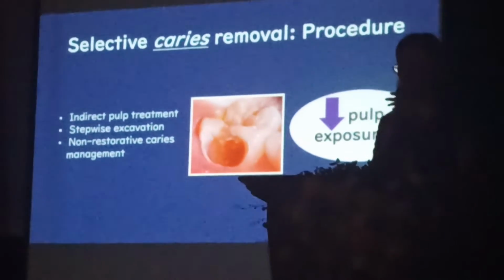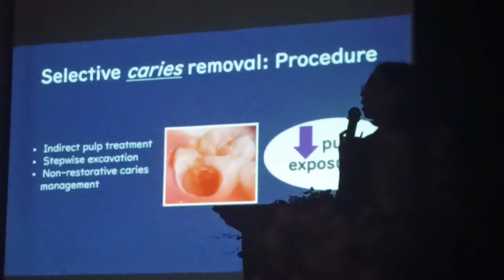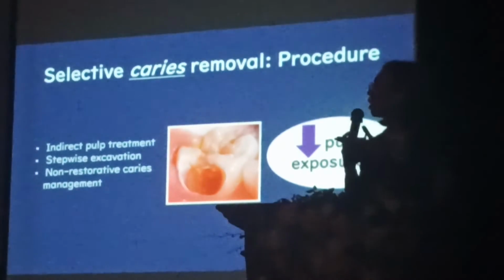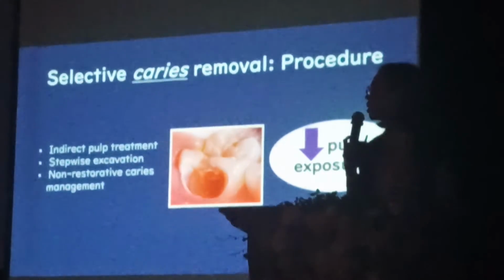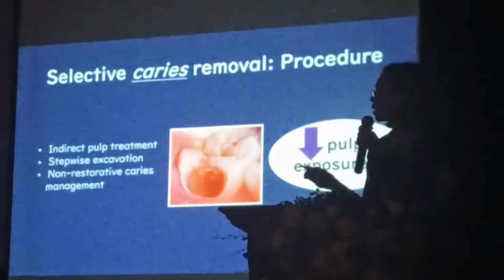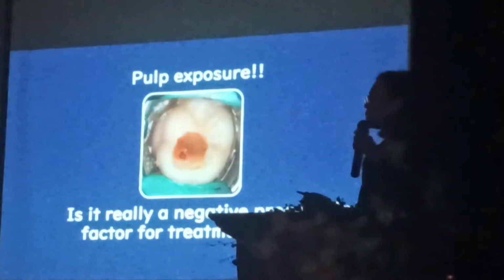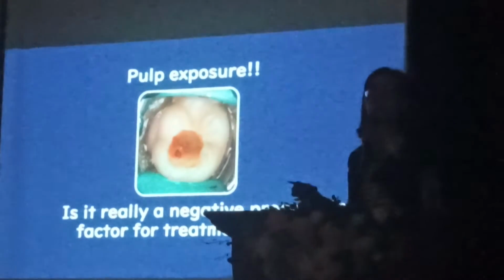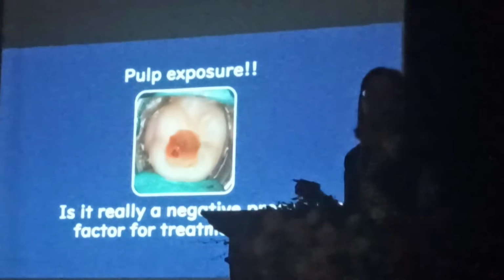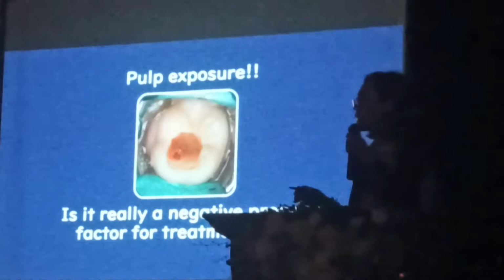And now the concept, which I think Dr. Pachauri will talk about more in the afternoon at Hall A, is selective caries removal, which consists of, for example, indirect pulp treatment and stepwise excavation, and this will reduce pulp exposure. But the question remains, is pulp exposure really a negative prognostic factor for treatment success? Because now we have the development of calcium silicate cement, which provides much better success with vital pulp therapy.